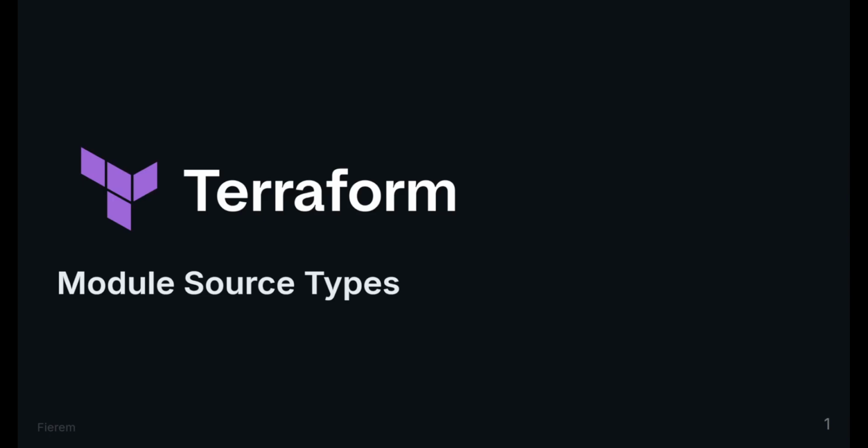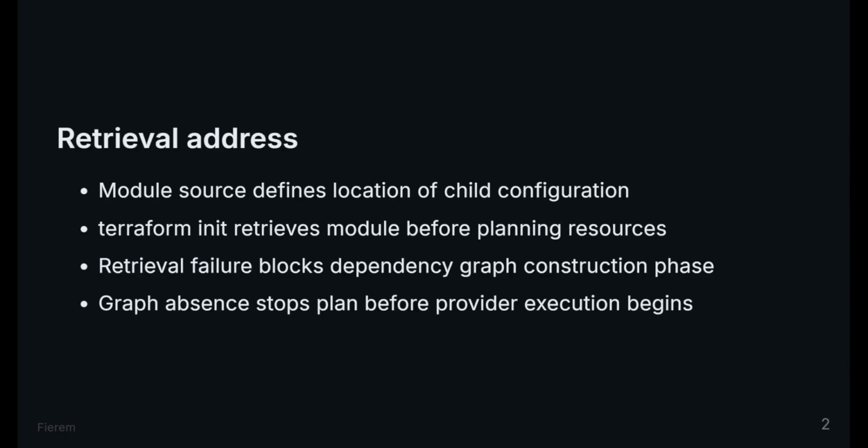Module source types. A module source tells Terraform where child configuration lives. Terraform init reads that source before planning resources. If Terraform cannot retrieve the child module, the dependency graph cannot be built. That causes planning to stop before any provider operation begins. Module source is therefore a retrieval problem first and a resource problem second.